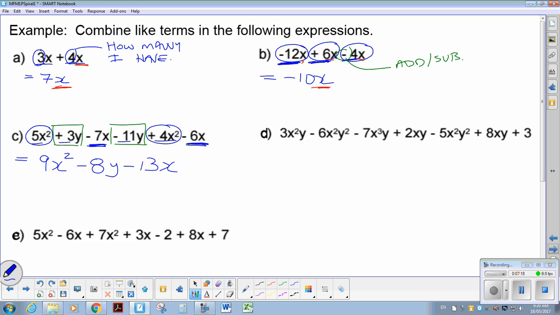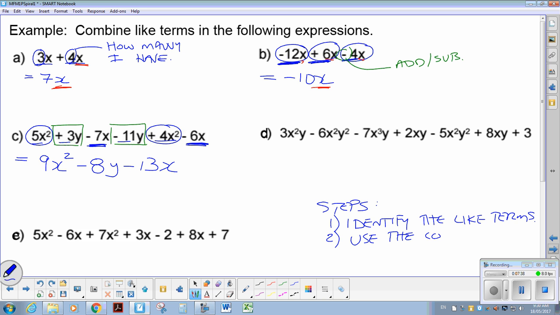All right. All we're doing is identifying the like terms. So if I put steps, we identify like terms. Step 2, we use coefficients to determine how many. All right. So step 1 is identify the like terms.